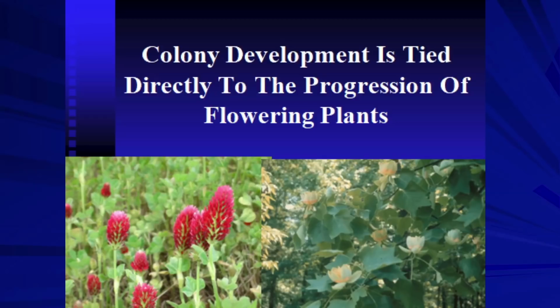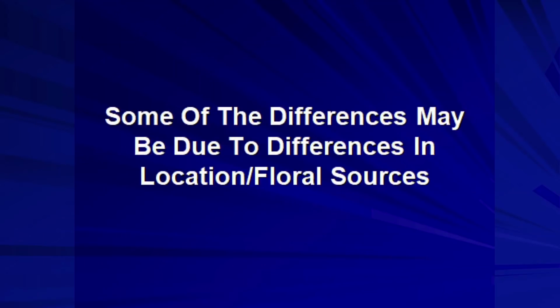Colony development is tied directly to the progression of flowering plants, indirectly the nutrition of the colony. And here we see 2 American species that are excellent food sources: crimson clover on your left and tulip poplar on the right. But the idea here is plant development, plant flowering, nectar secretion, pollen production are affected by the same factors that affect colony buildup and colony development. When you see differences in colonies, it may be due to differences of location and the floral sources that are present in that particular area.